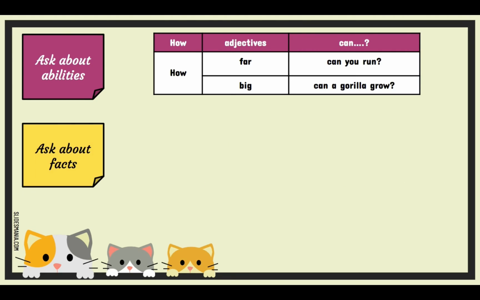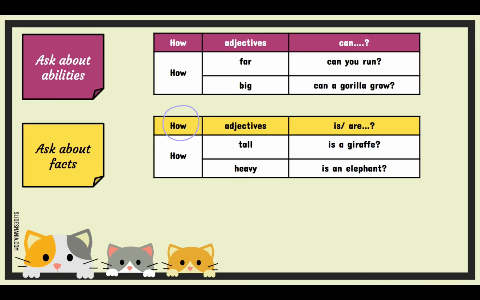The next one is to ask about facts. How plus adjective plus is or are. For example, number one, how tall is a giraffe? Number two, how heavy is an elephant? So these are the questions for facts.